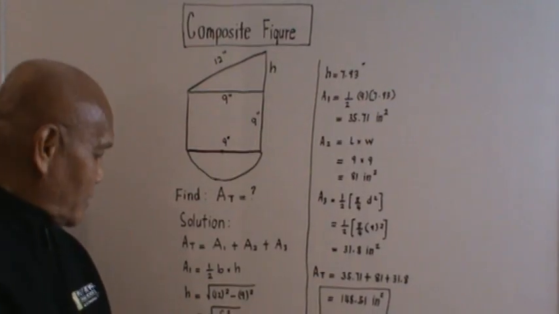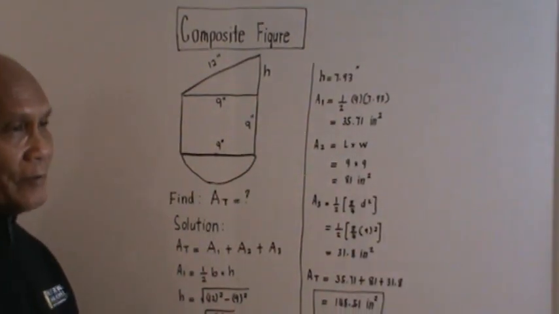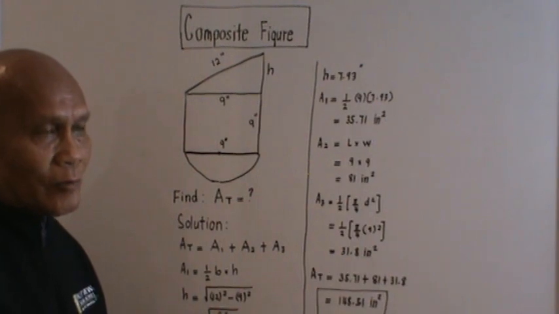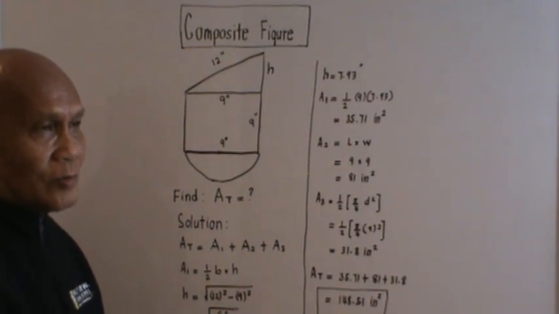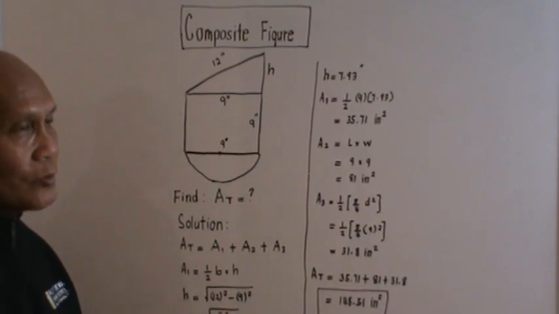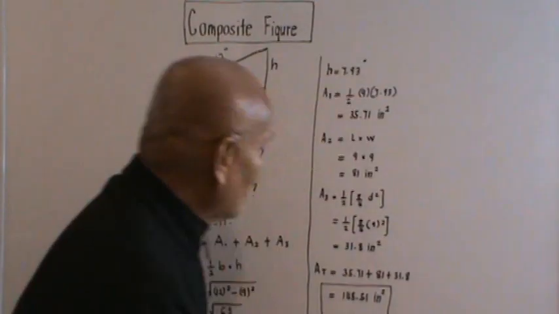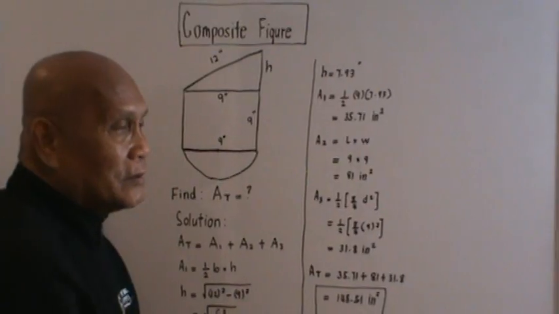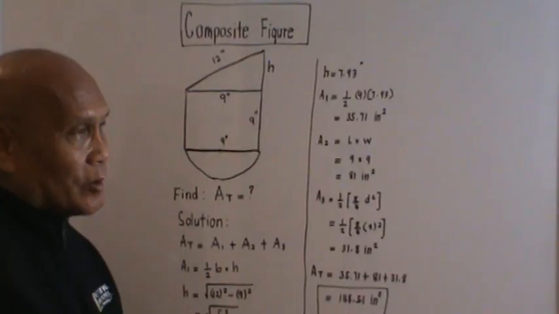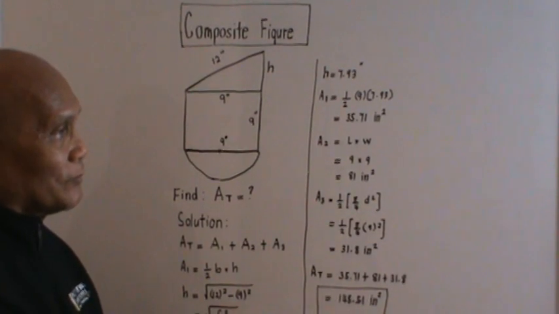Composite figure meaning the geometrical figures comprise many figures. It could be a triangle, maybe a square or a semicircle. So the main topic for tonight is the computation, and how to compute the total area of a composite figure if that figure represents three different figures interconnected with each other. Okay, let's proceed with the topic for tonight.